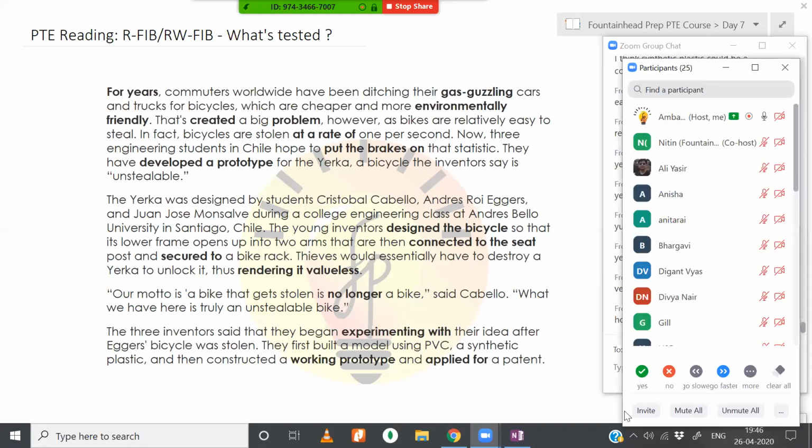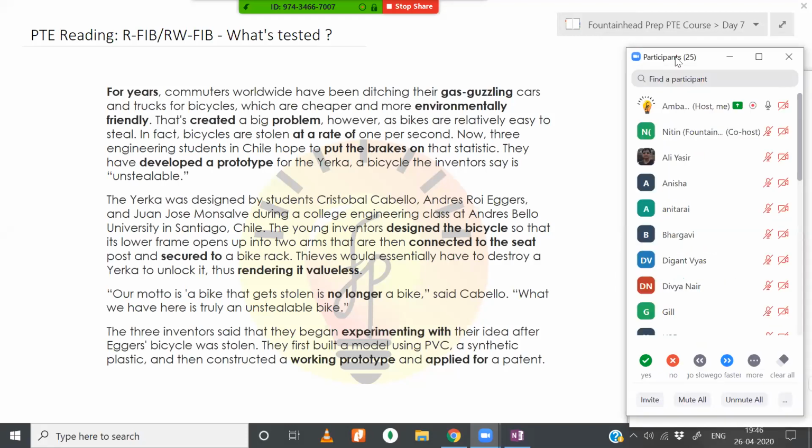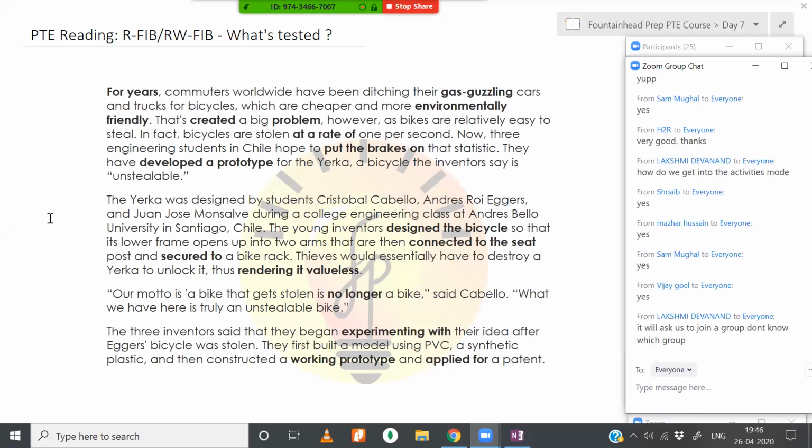All right. So is this clear to all of you? All right, super. Okay. So if this is clear to all of you, let's start. It will ask us to join a group. Don't know which group. Okay. So maybe what I will do is I will share a class code, so you can use that class code and join. Maybe that will give you that access.